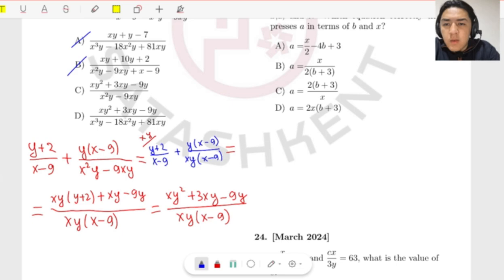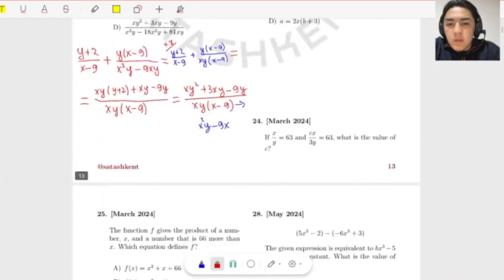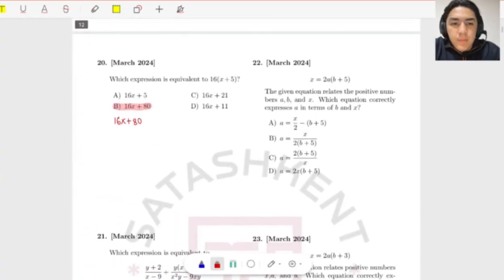Which means I can eliminate A and B. And I have to pay attention to the denominator. As you can see here, it is cubic stuff, which I don't have in my denominator. If I open it, I will have x squared y minus 9x, which is the same as C option's denominator. It means my C option is going to be correct. That's it.